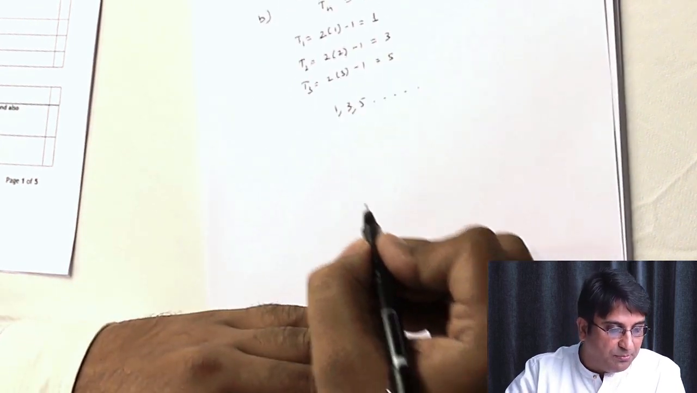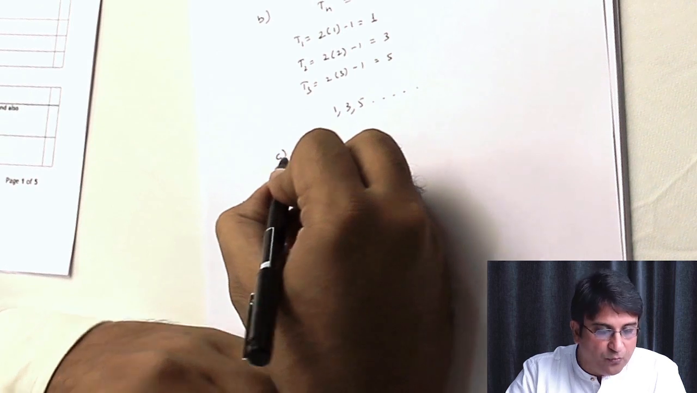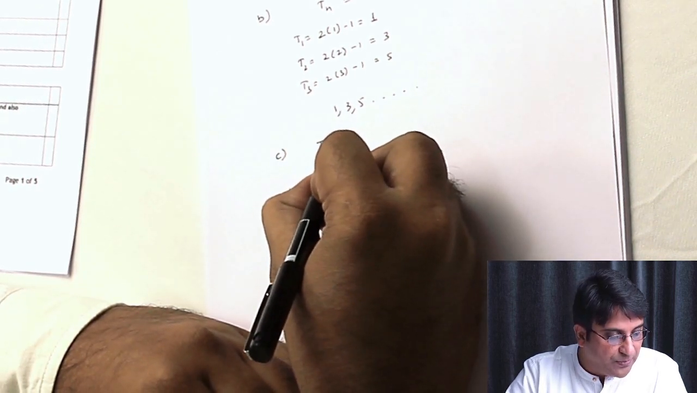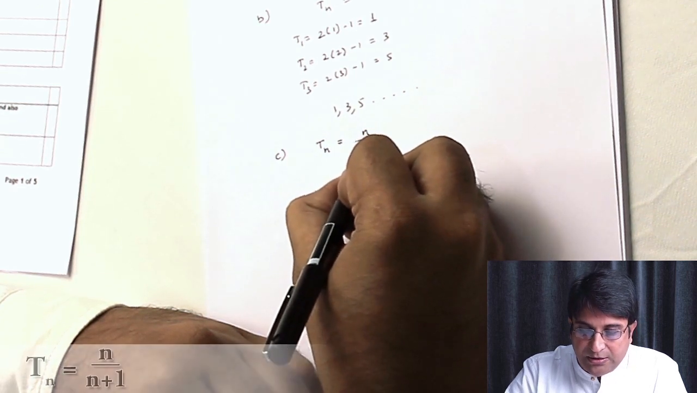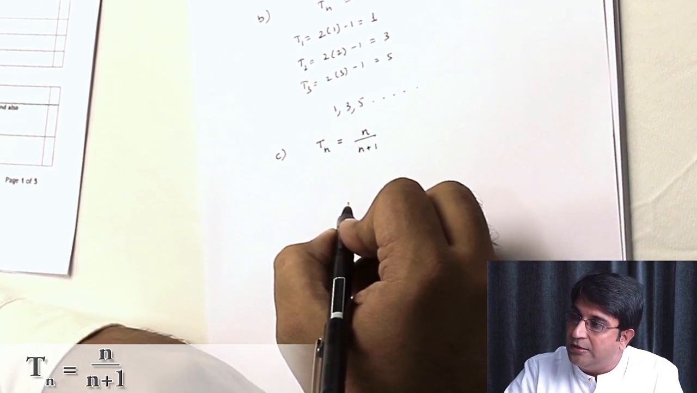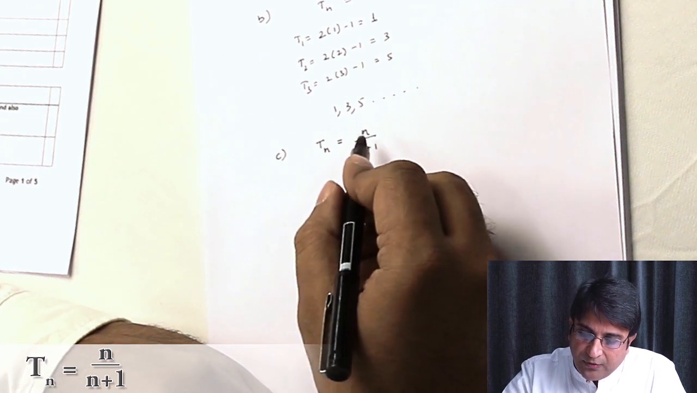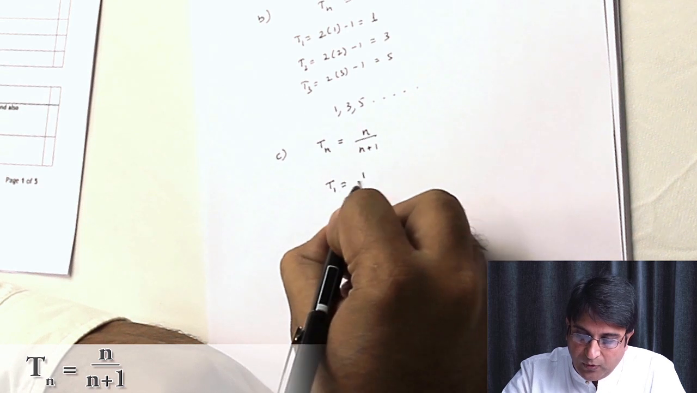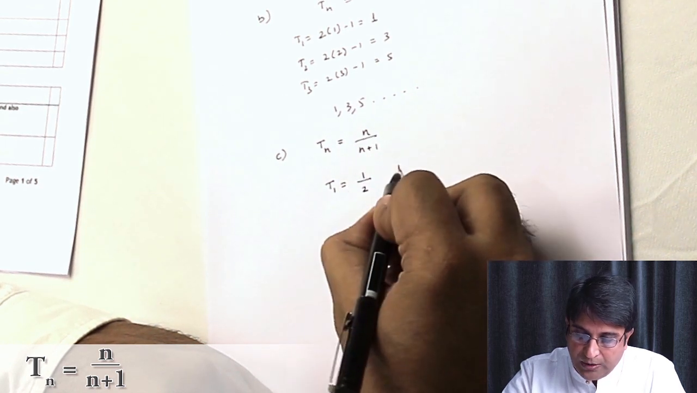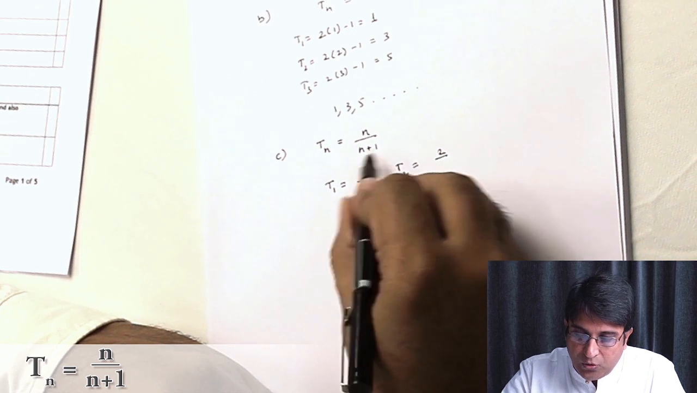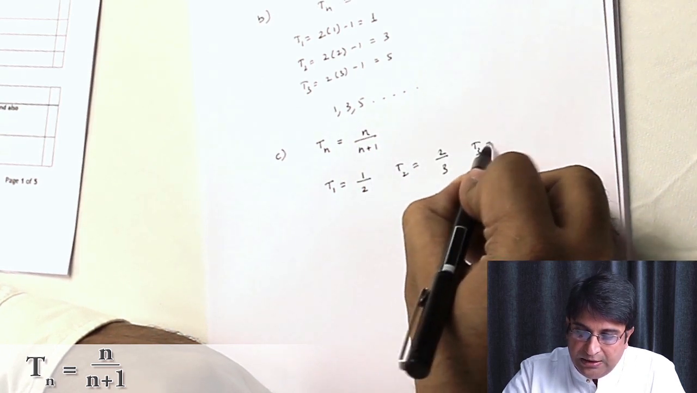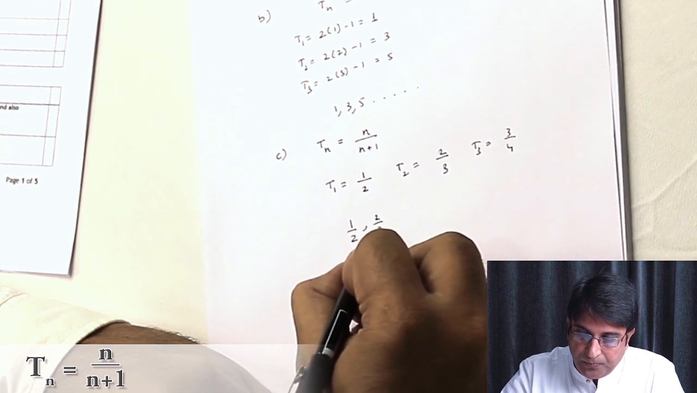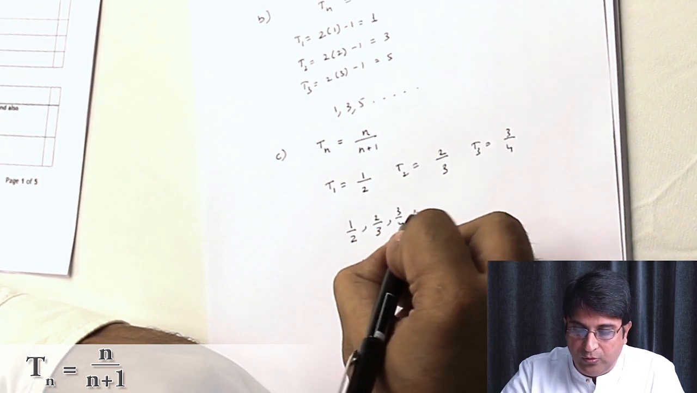Let us now look at the next problem. So you can see it's very easy. All you have to do is change the value of n and you get your sequence. So Tn is n by n plus 1. So now there is a numerator as well as a denominator. It doesn't matter, wherever there is n, we substitute the number. So T1 will become 1 by 1 plus 1, 2. T2 will become 2 by 2 plus 1, 3. T3 will become 3 by 4. So what is the sequence? 1 by 2, 2 by 3, 3 by 4, and so on.